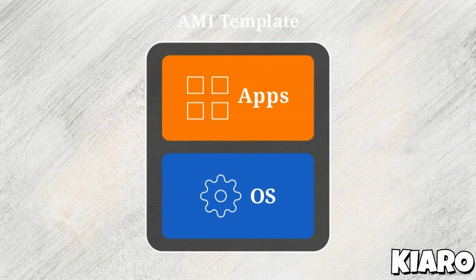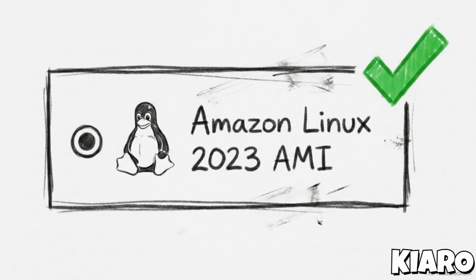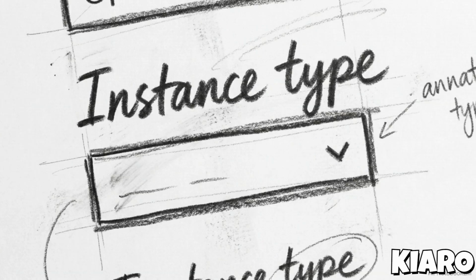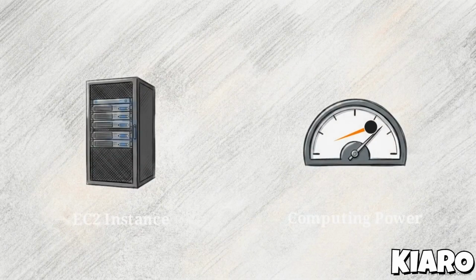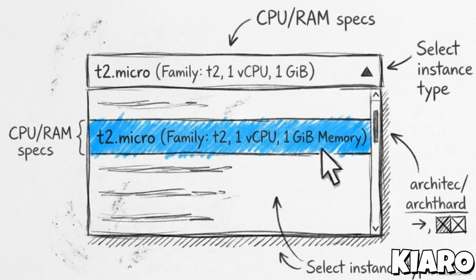Next, we choose an Amazon Machine Image, or AMI. An AMI acts as a foundational template that contains the operating system and any built-in applications. We will stick with the default Amazon Linux AMI because it is optimized perfectly for a general-use web server. We then move to the instance type. This setting dictates the exact amount of computing power our server will possess. Open the drop-down menu and explicitly select the T2.micro option.